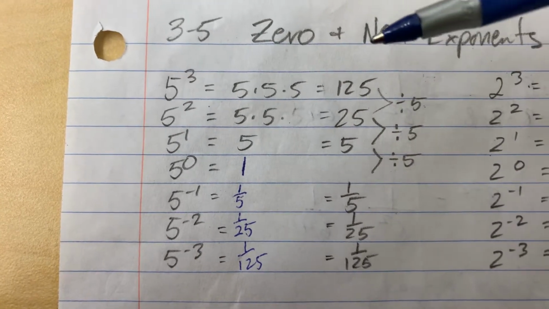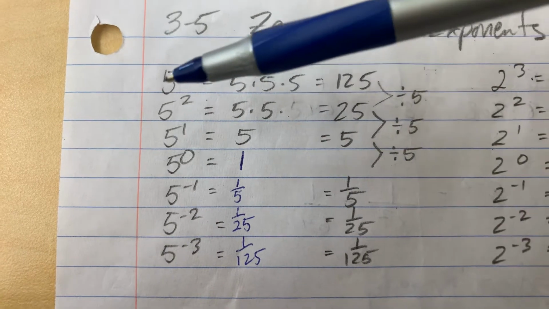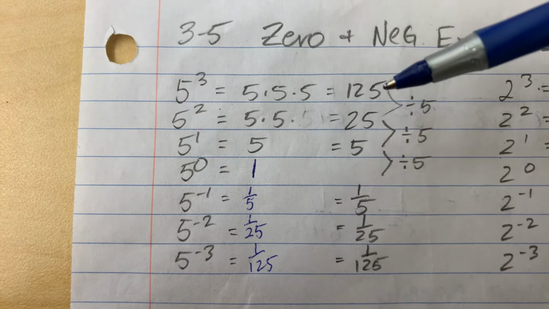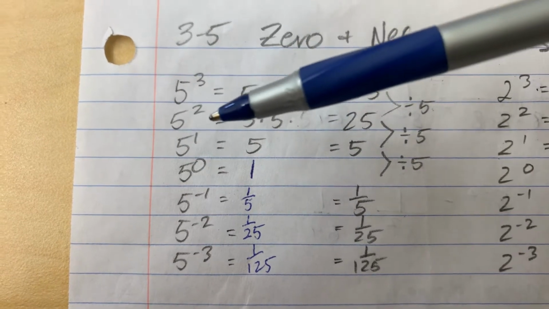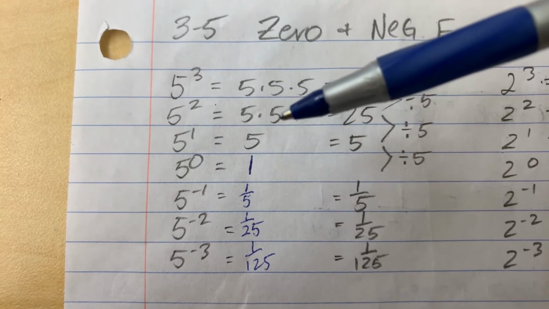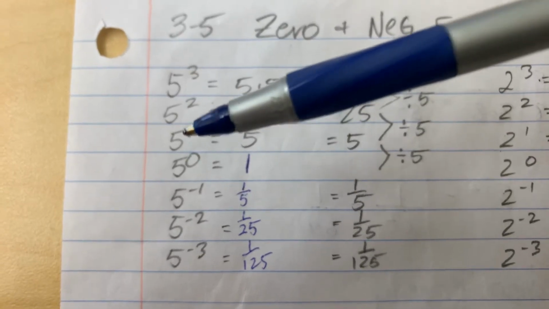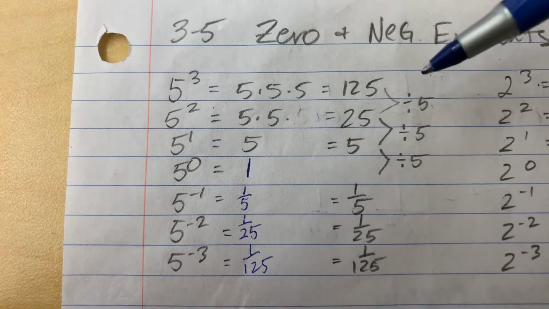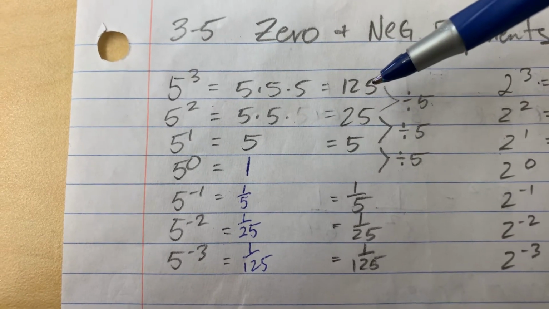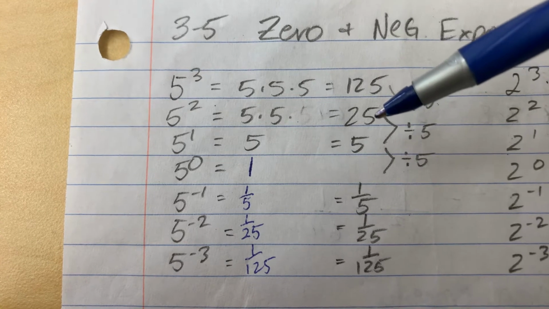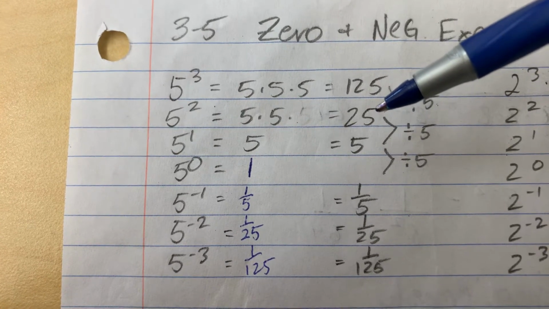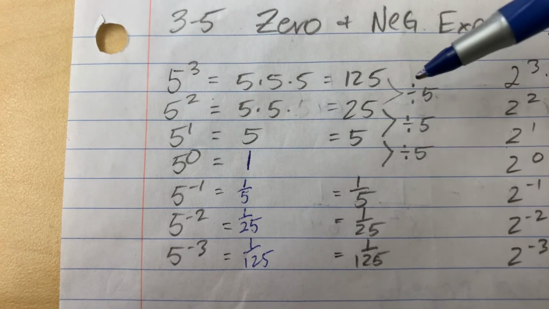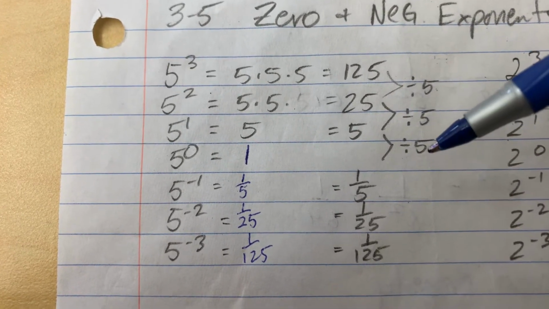So, looking at this table, you would see that 5 cubed means 5 times 5 times 5, or 125. And that 5 squared repeats the base twice. Well, 5 to the 1st only repeats that base 1 time. Now come over to the products. 5 times 5 times 5 is 125. 5 squared is 25. 5 to the first is 5. What's the pattern? What's going on? Well, I'm just dividing by 5.